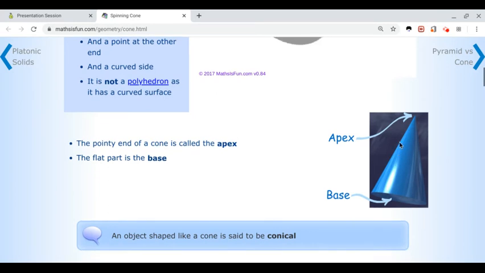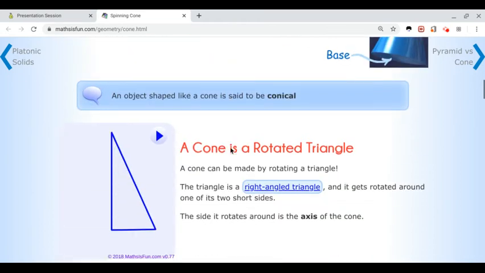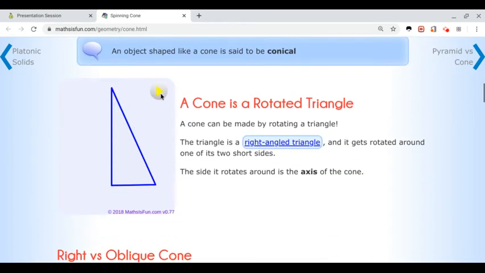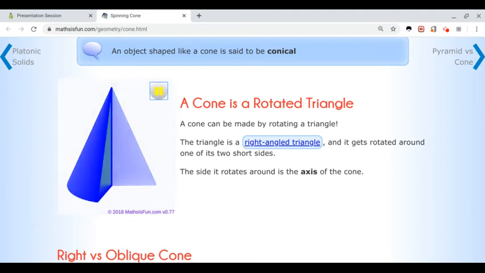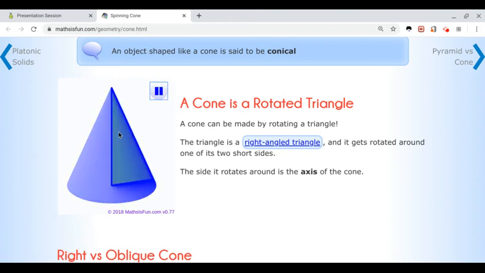So technically we call this the apex. This is just the base, and here it is. You see how it forms a cone by rotating this right triangle. So this is where the name comes, a right cone. So a cone can be made by rotating a triangle, which is really interesting. It's really cool to be able to see it. The triangle is a right angled triangle, and it gets rotated around one of its short sides. The side it rotates around is the axis of the cone.